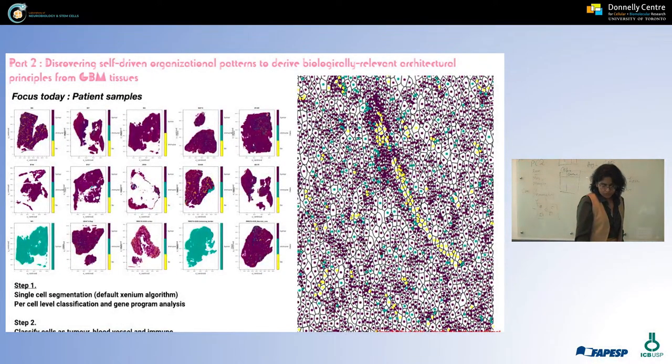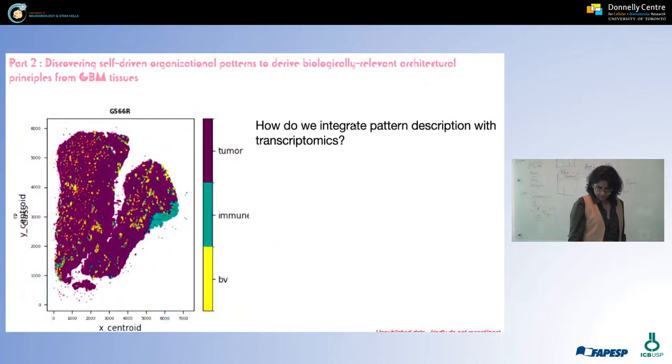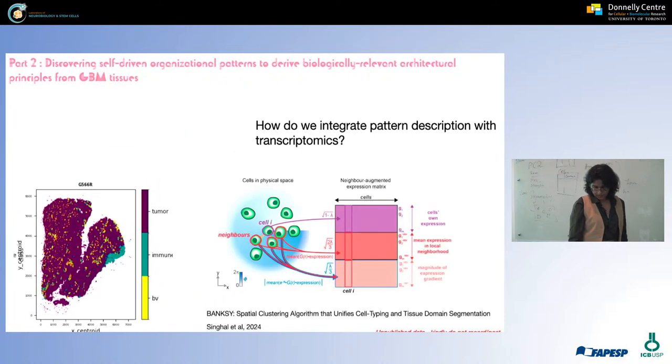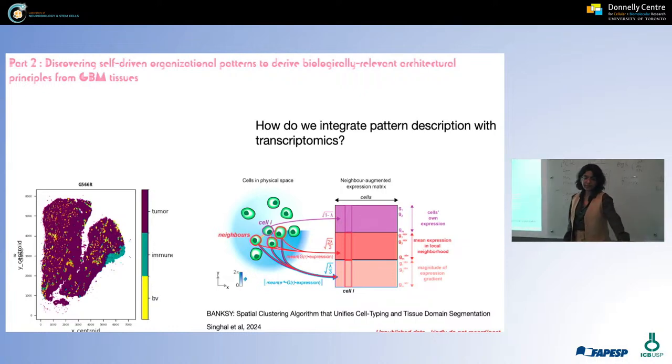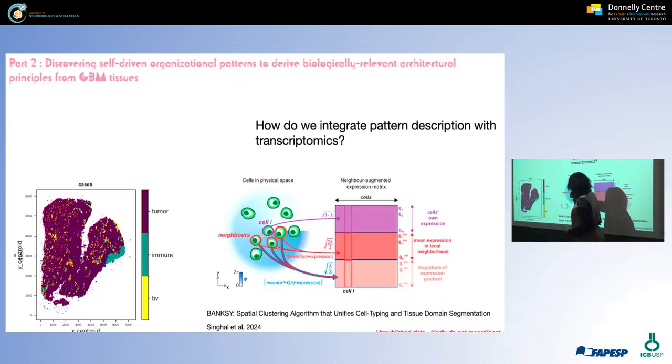So you do general single cell sequencing. Importantly, you identify and classify the tumor, blood vessels, and the immune cells. And then, of course, now it's more complex. Just now it's easy. So how do we integrate pattern description with transcriptomics? Sometimes you are very naive. There was this paper I like. I think it made a lot of sense to me, and I think a lot of wet lab biologists might like this paper. I might be wrong, but I think it was a very logical, thoughtful paper. What they did was basically look at a cell's neighbor. So this is a cell.